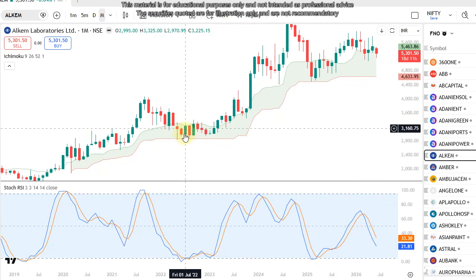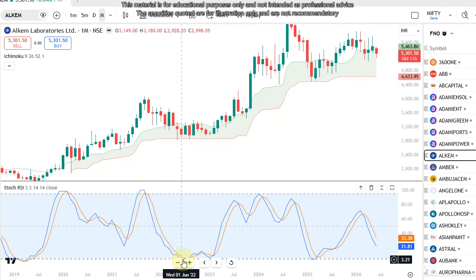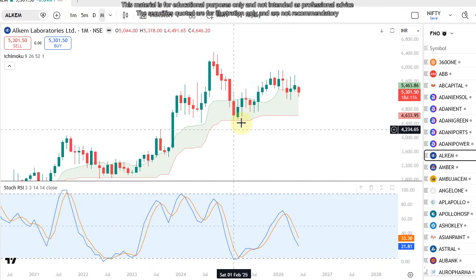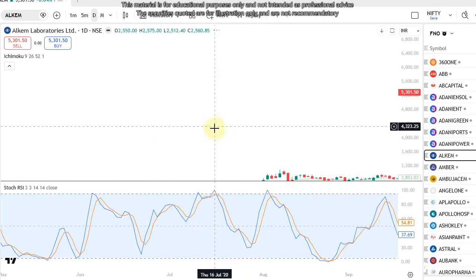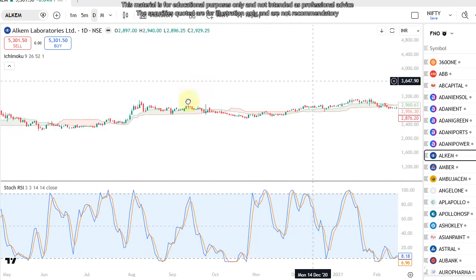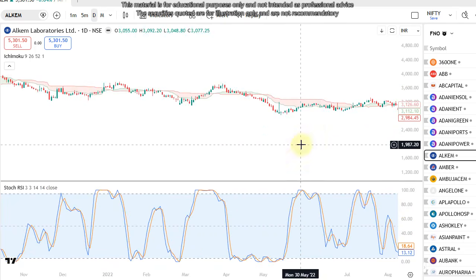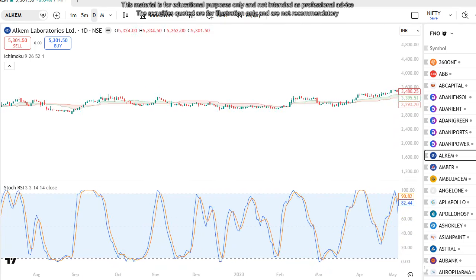Okay, see here, in this area we got the rejection, we got the oscillator condition, we got the momentum. If we go to the daily time frame also this will work, but whenever we go to a lower time frame the accuracy will be a little lesser. That's it, but it will work.